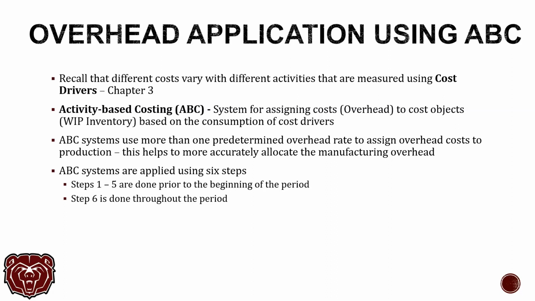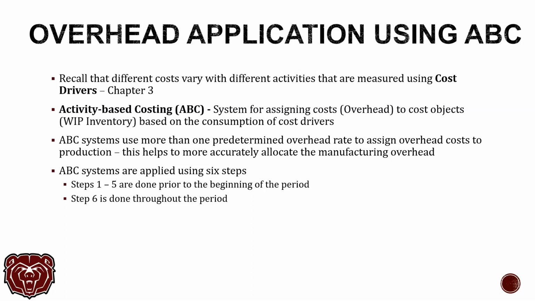With the ABC system, we're going to use more than one predetermined overhead rate to assign those costs to production. This is how we're going to allocate these manufacturing overhead costs to our work in process inventory. What this does is it allows us to be somewhat more accurate with the allocation of this manufacturing overhead.